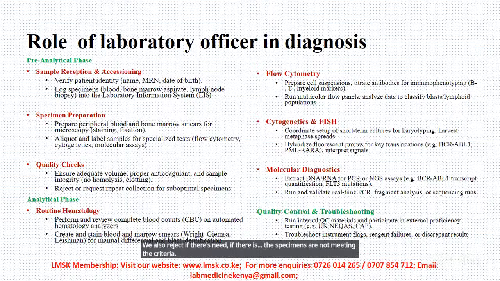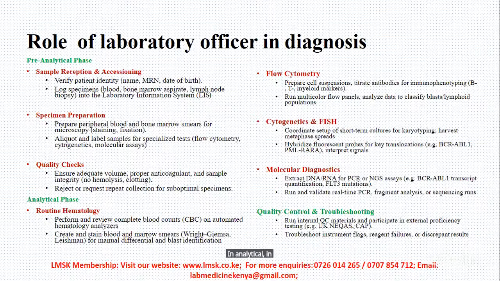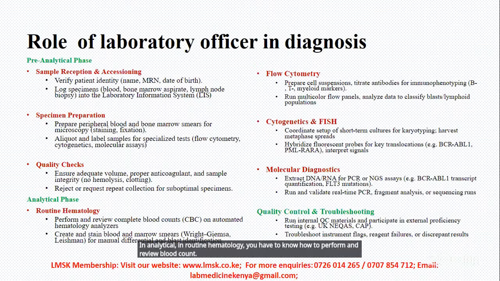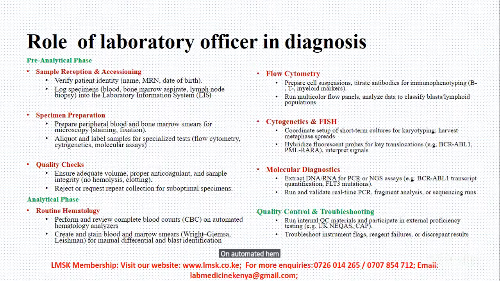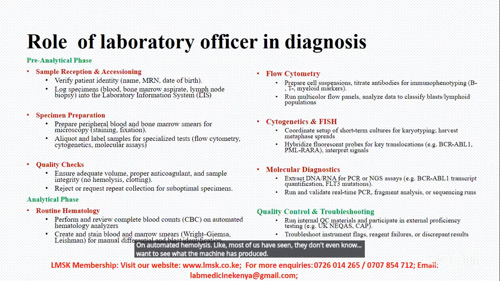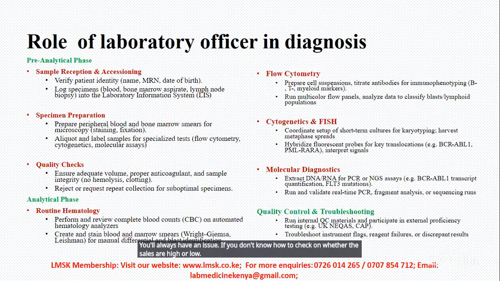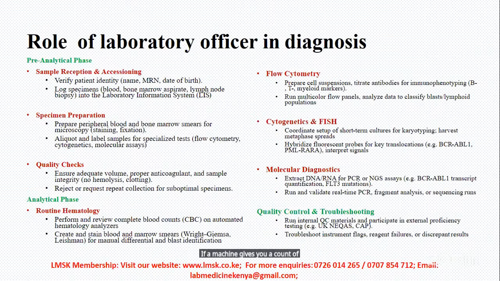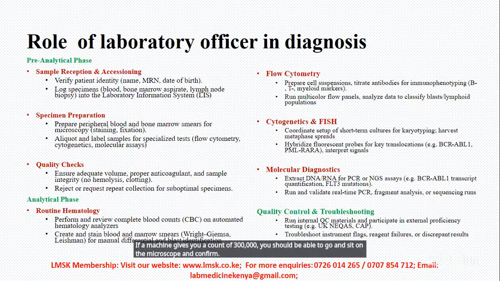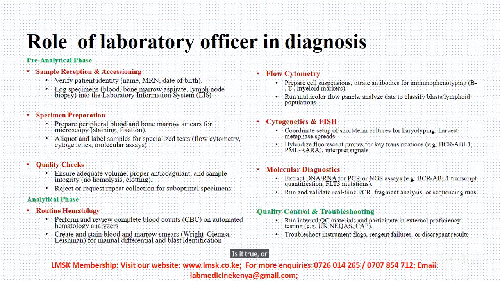In analytical, in routine hematology, you have to know how to perform and review blood count on automated hemolyzers. Like most of us have seen, they don't even want to see what the machine has produced. You will always have an issue if you don't know how to check whether the cells are high or low. If a machine gives you a count of 300,000, you should be able to go and sit on the microscope and confirm. Is it true or are there issues with the machine?